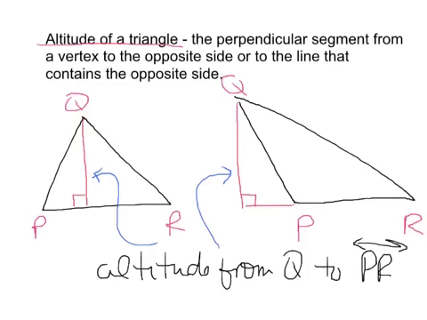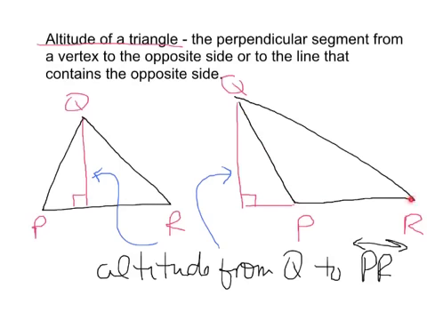Okay, we're starting the second half of section 5.4. So we're at 5.4 part 2. I want to start out with a vocabulary word, altitude. Okay, the altitude of a triangle is the perpendicular segment from a vertex to the opposite side, or to the line that contains the opposite side. So here we have a vertex, perpendicular, opposite side.